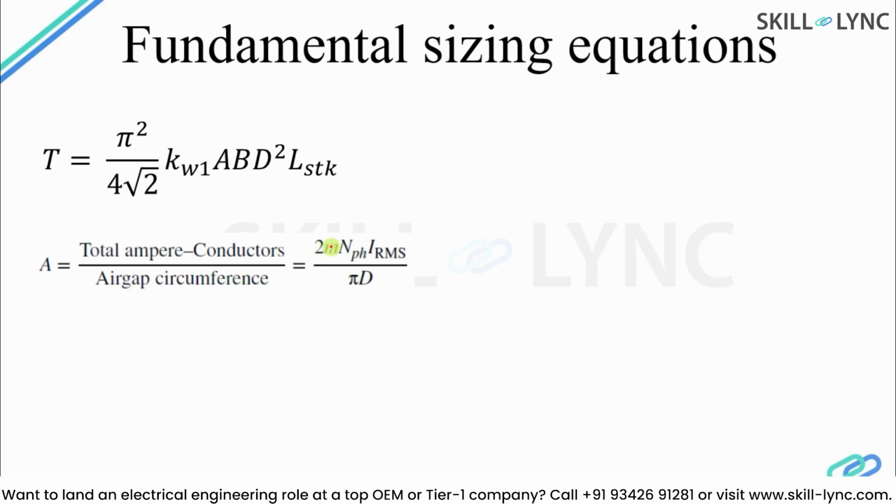And basically if you have m number of phases, number of turns per phase as NPH, and I is the current flowing through each conductor, then 2m into NPH times IRMS divided by pi D is going to be the electrical loading, because we are going to have 2 wires of a coil. So that's the factor 2.